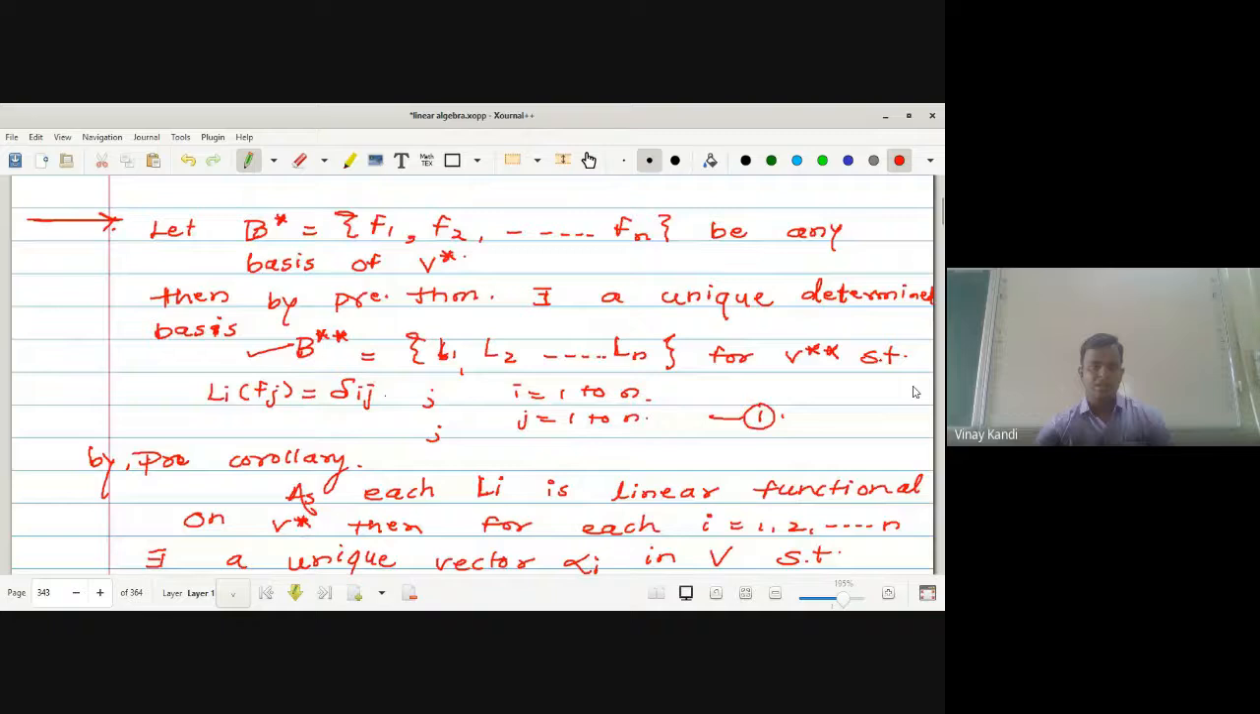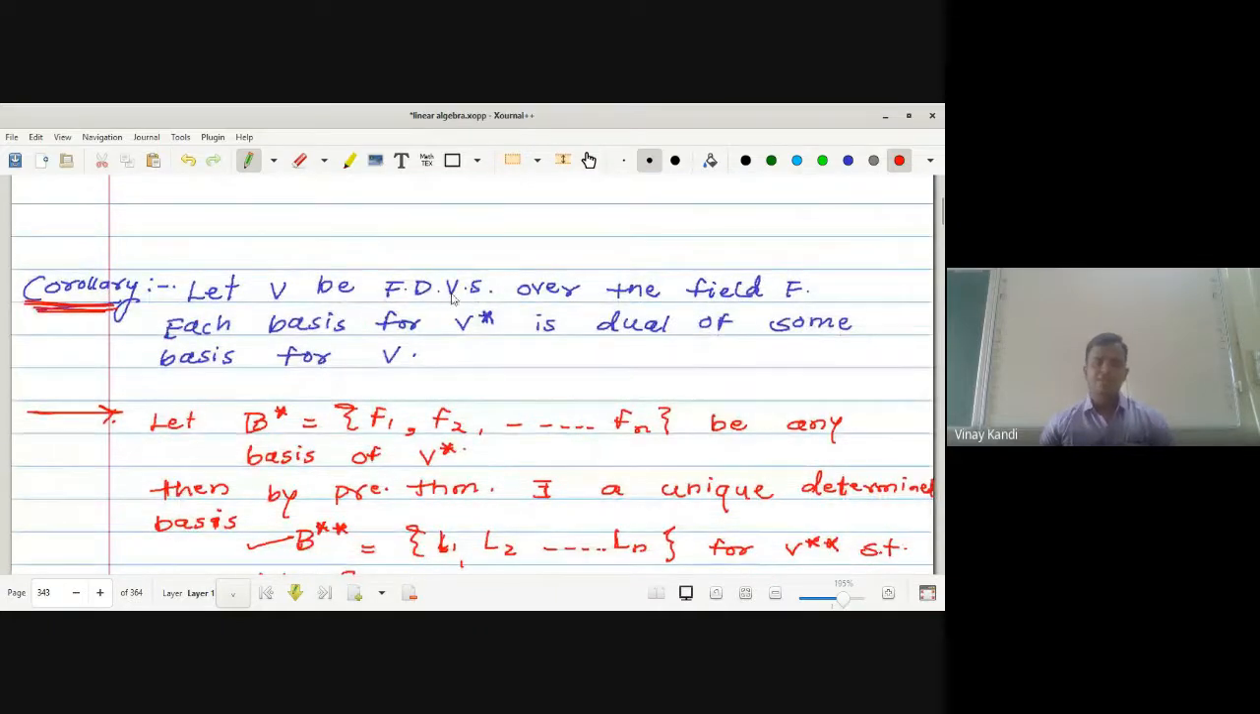Look at the statement, theorem statement. Let V be the finite dimensional vector space over the field F. So for each basis of V star, या V star चा basis कोण असेल? B star. Okay, is dual of some basis for V. आपल्याला हा B basis मिळालाय कोणाचा? V चा. आता हा काय दाखवायचा आम्हाला? Dual दाखवायचा कोणाचा? B star is the dual of B. That is, fi of alpha j is equal to delta ij. We have to prove this one. Okay, if we prove this one, then this beta star is equal dual of this B.